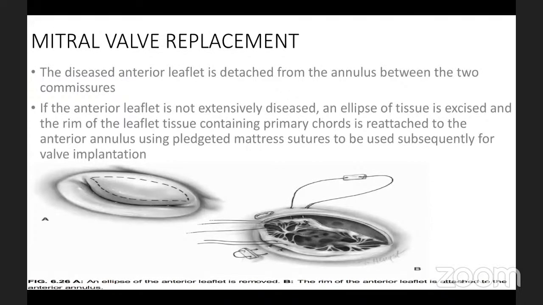After that, the diseased anterior leaflet is detached from the annulus between the two commissures. If the anterior leaflet is not extensively diseased, an ellipse of tissue is excised, and the rim of leaflet tissue containing the primary chordae is reattached to the anterior annulus using pledgeted sutures, to be used after that for the valve implantation.